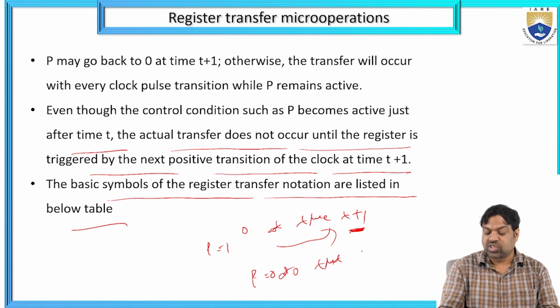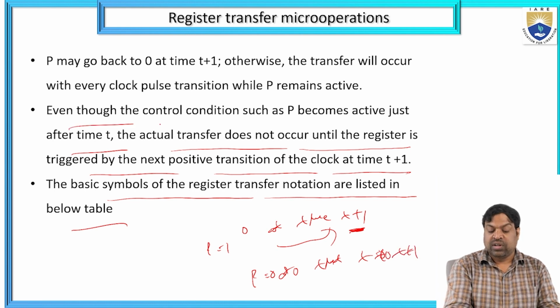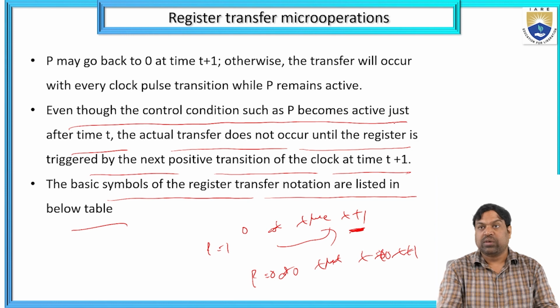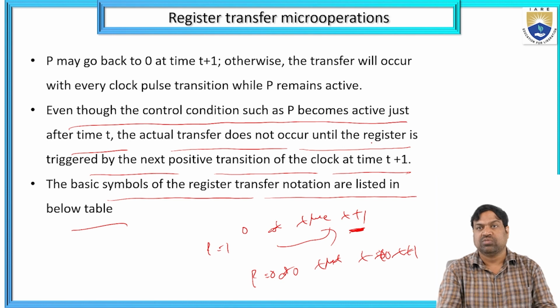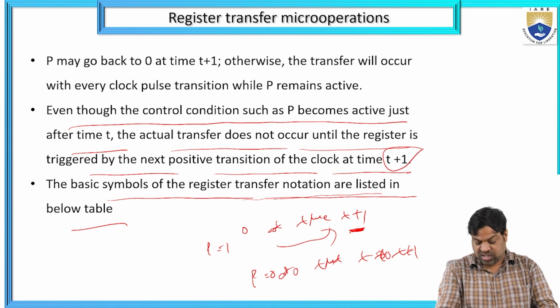Starting from T to T plus 1, even though the control condition of P becomes active just after time T, the actual transfer does not occur until the register is triggered by the next positive transition of the clock pulse, that is T plus 1. And the basic symbols of the register transfer notation are listed in the table below.